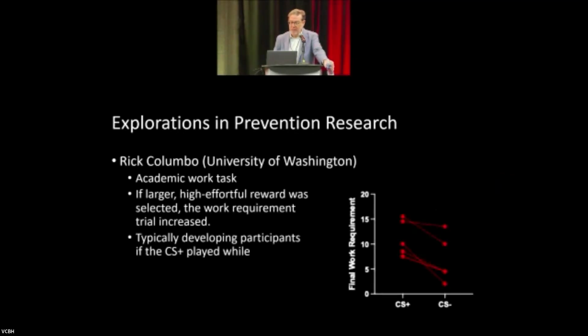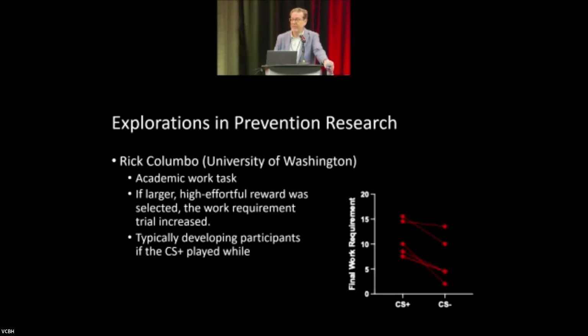these data. So this shows the final work requirement that the kids were willing to do in the presence of the CS plus relative to in the presence of the CS minus. And you can see that they were a little more willing to, this is the typically developing kids, a little more willing to work in the presence of the CS plus relative to the CS minus. Now, I don't want to paint this as super rosy because there's been several failures to do this.